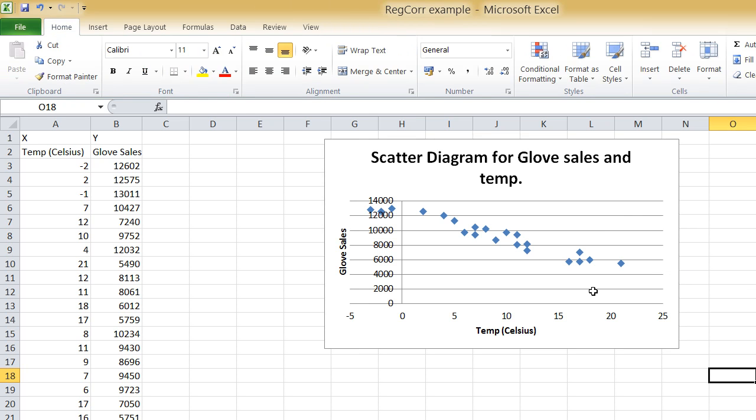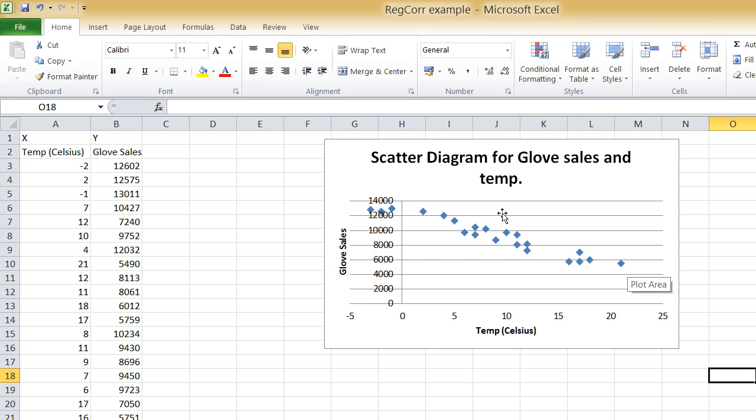So the first phase would always be to draw this diagram and make some comment about what you see on the diagram. Here you can see that the data is quite closely grouped together, so you would imagine it should have quite a high correlation coefficient. As the temperature is increasing, the glove sales are going down. That would give you an idea that when you do work out the correlation coefficient it should be negative. And also, because the data is quite closely grouped together, we should be able to put a straight line through it, i.e.